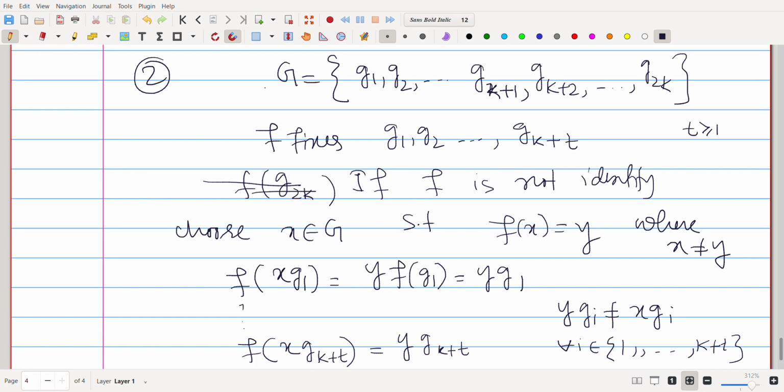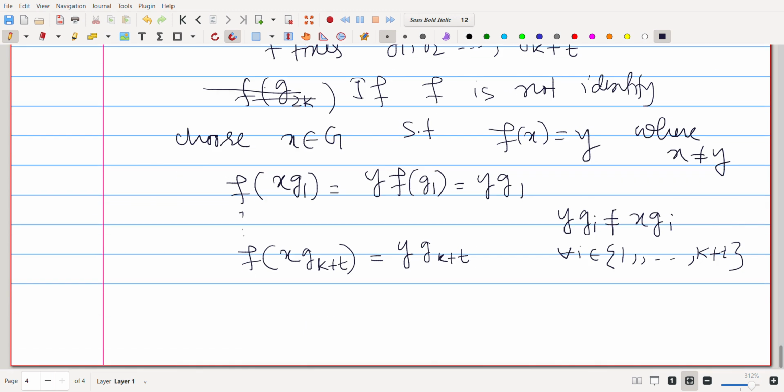If F doesn't fix at least k plus t elements where t is greater or equal to 1, that means F fixes less than k elements, which is the contradiction for our given condition, right? Hence Fx equal to X for all X. Fx equal to X for all X. This will imply F is identity.